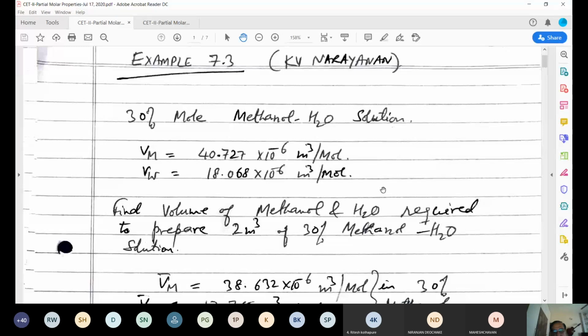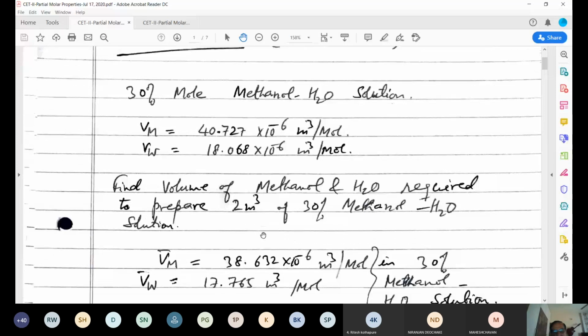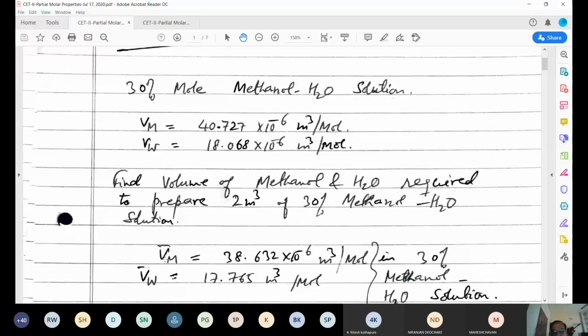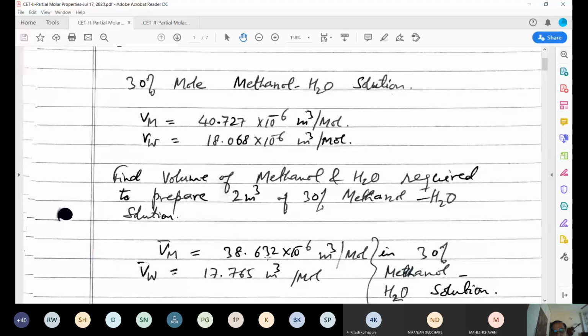Right. So what we need to find out is the volume of methanol and water which we need to mix to prepare 2 cubic meters of 30% methanol water solution. What is also given is the partial molar volume of methanol in 30% methanol water solution is 38.632 into 10 to the power minus 6 meter cube per mole, and the partial molar volume of water in 30% methanol water solution is 17.765 meter cube per mole. So if you compare molar volume and partial molar volume, they are different for methanol as well as water.